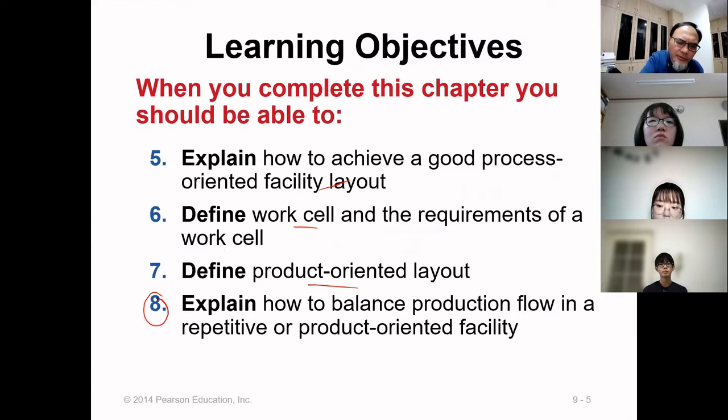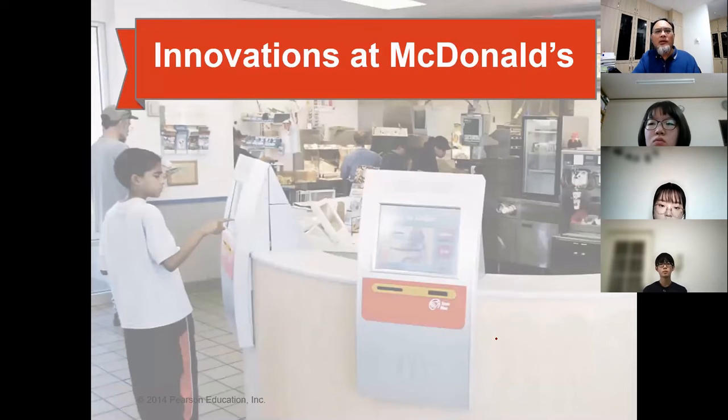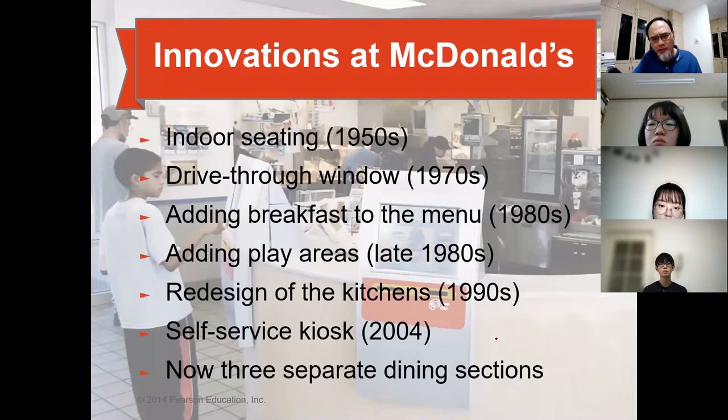If we have time, I'll show you balanced production flow in a repetitive or product-oriented facility. There is a little bit of calculation in doing balanced production flow. It's widely used in assembly plants, where you want to determine the flow. So the book gives an example of McDonald's.